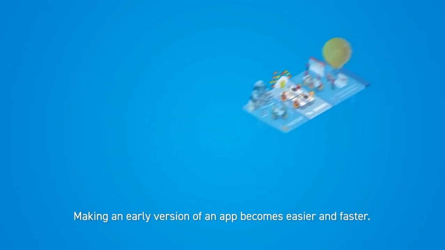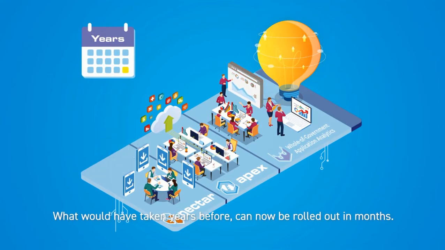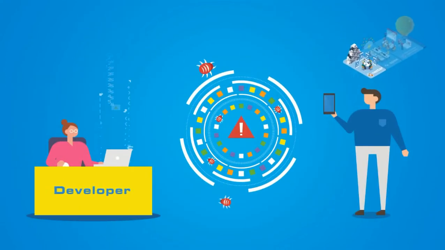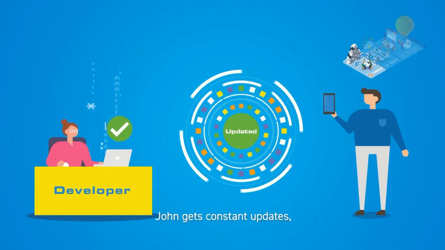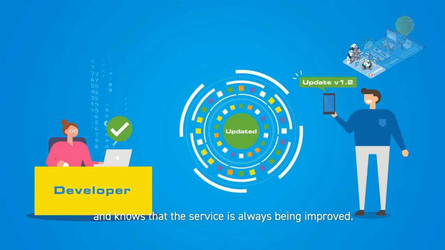Making an early version of an app becomes easier and faster. What would have taken years before can now be rolled out in months. Bugs are squashed and new features are pushed out quickly. John gets constant updates and knows that the service is always being improved.